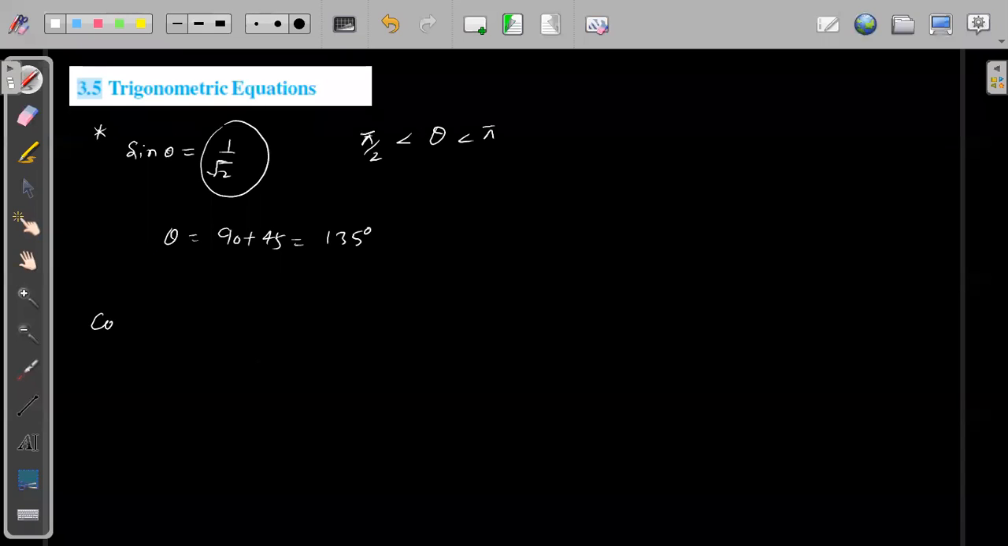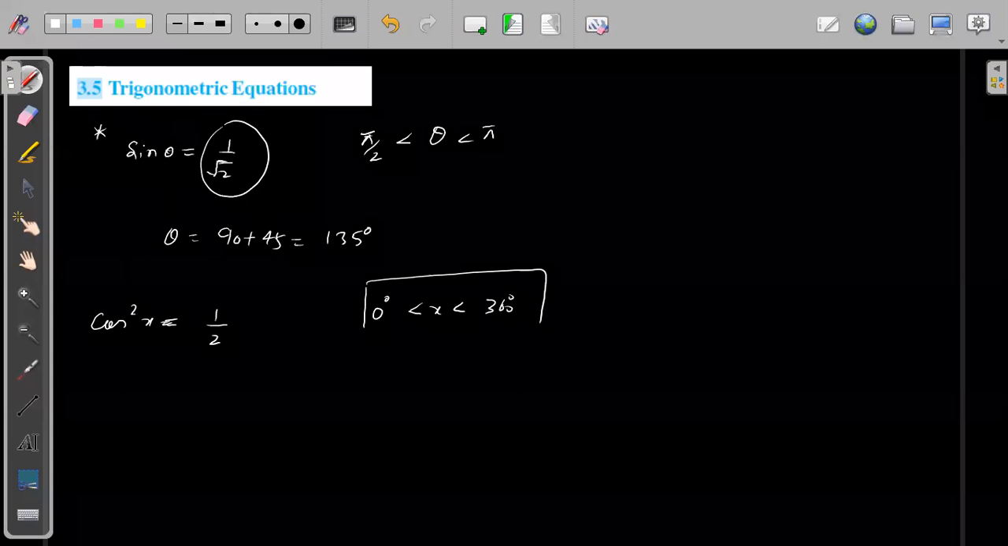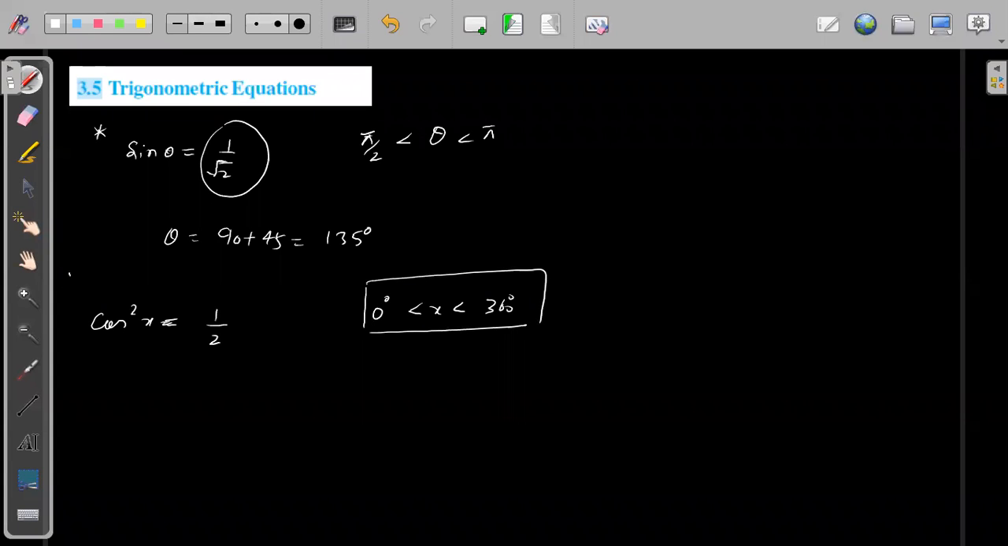So suppose they have given cos square of x is equal to 1 by 2, and x is less than 360 degrees and greater than 0 degrees. Then tell me the value of x. So this is the question. If x is less than 360 and greater than 0, then tell me the value of x.